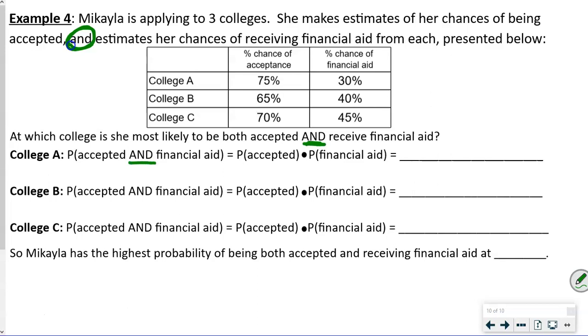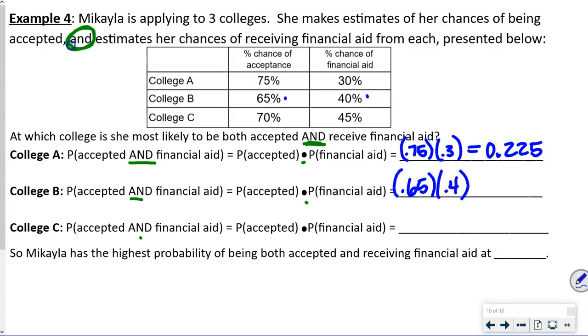So remember, an and statement means multiplication. So all we have to do here is multiply these probabilities together. So on this one, we're going to do 0.75 times 0.3. That's going to give us 0.225. And then college B right here, that's going to be 0.65 times 0.4. Remember, we're changing these two probabilities by moving the decimal place. So on this one, it's 0.26.